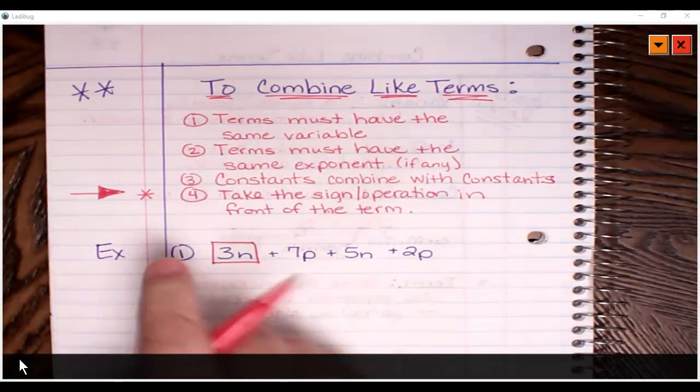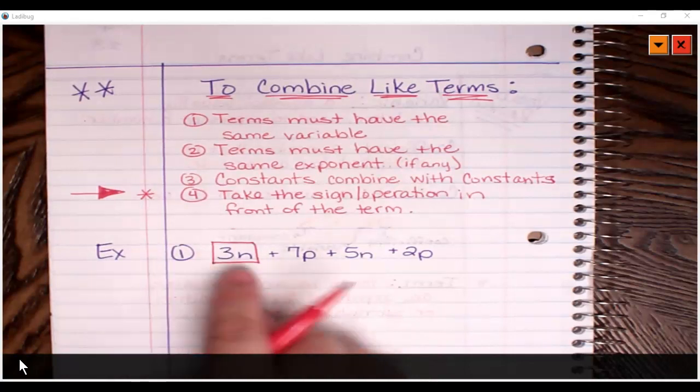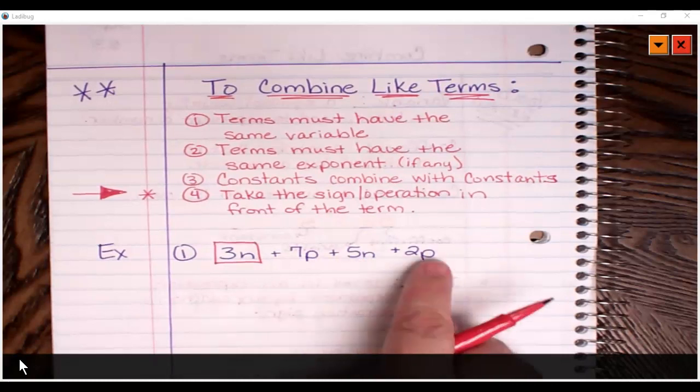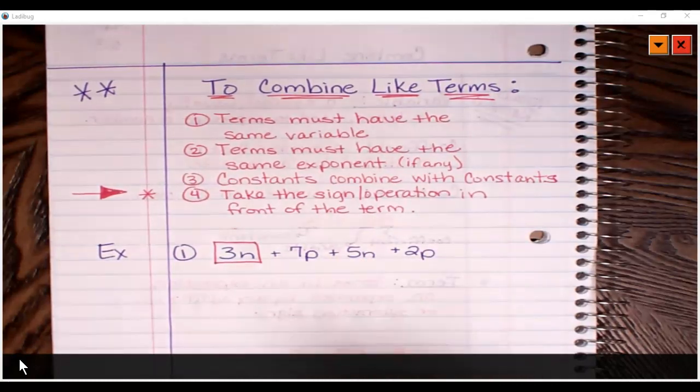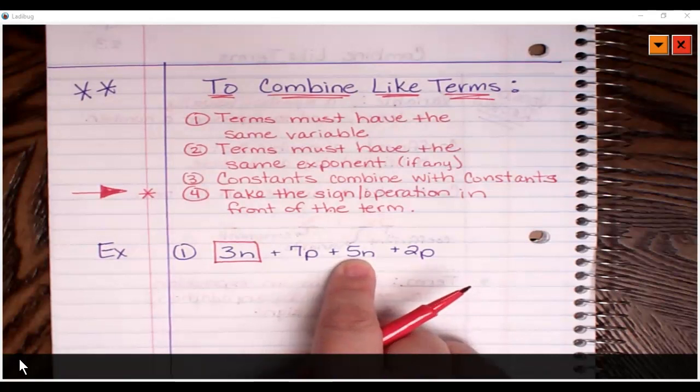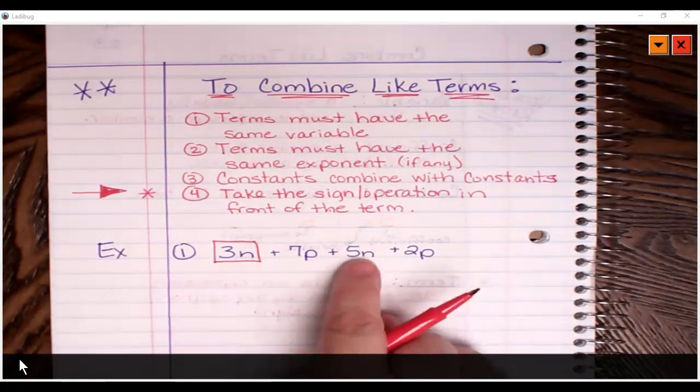There's no sign in front, so I don't need to include it. So here I have 3 nickels, and I go and look at my other terms. Do I have any more nickels or any more n terms? Yes, right here, 5. So I could say I have 3 nickels, 5 more nickels.